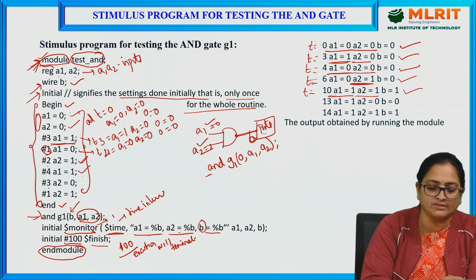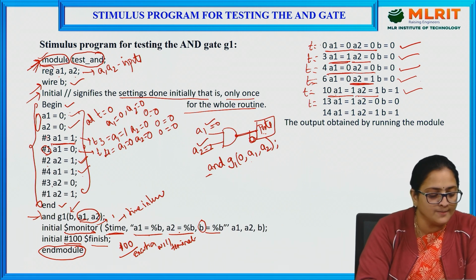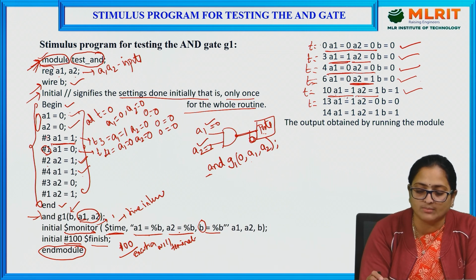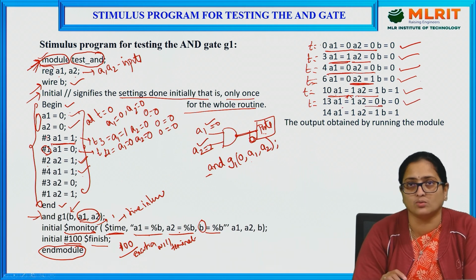And again after 3 time intervals, 10 plus 3, that is at time t equals 13, A1 will remain the same as the previous one because we didn't mention A1 here, but A2 changes to 0 and the output value will be 0 for the inputs of 1 and 0 in the AND gate.